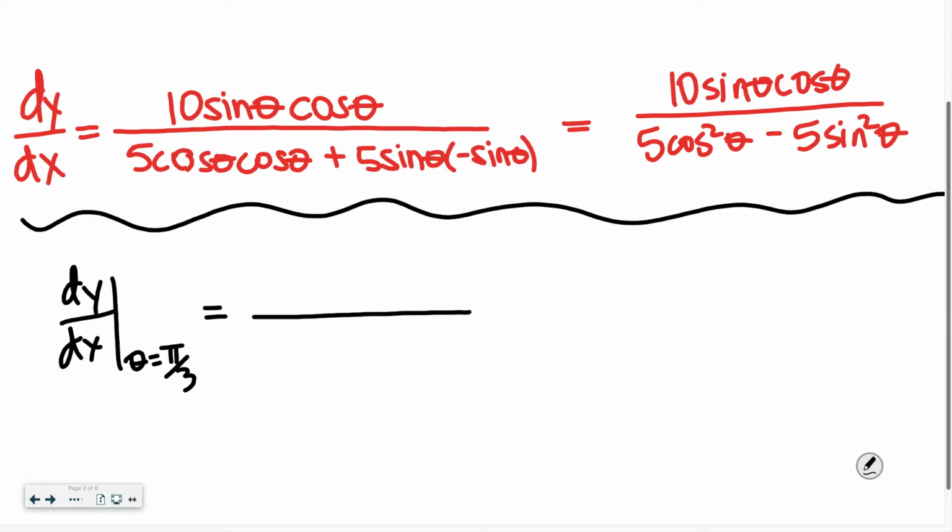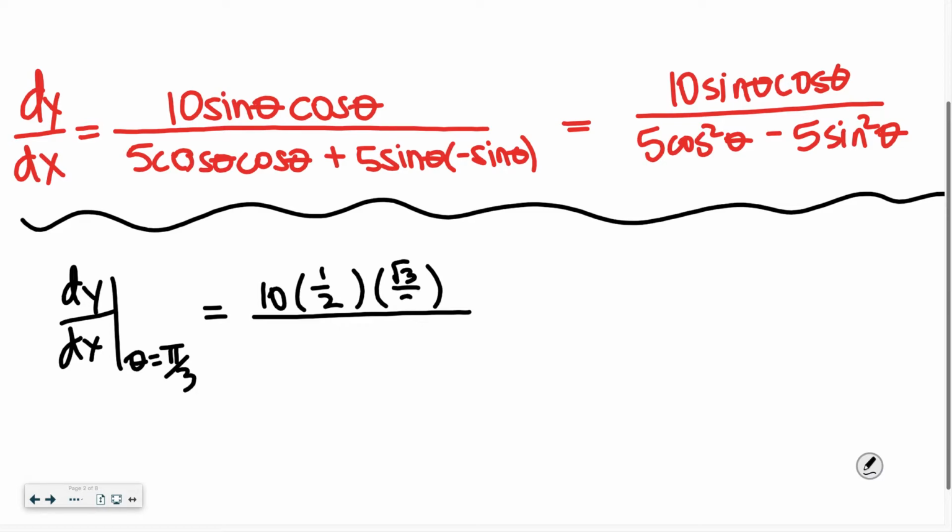Okay? Here is where your pre-calculus teacher prepared you, to work so well with your unit circles. So what's that? 10 times radical 3 over 2 times. What is the sine of pi over 3? What is the cosine of pi over 3? It's 1/2.